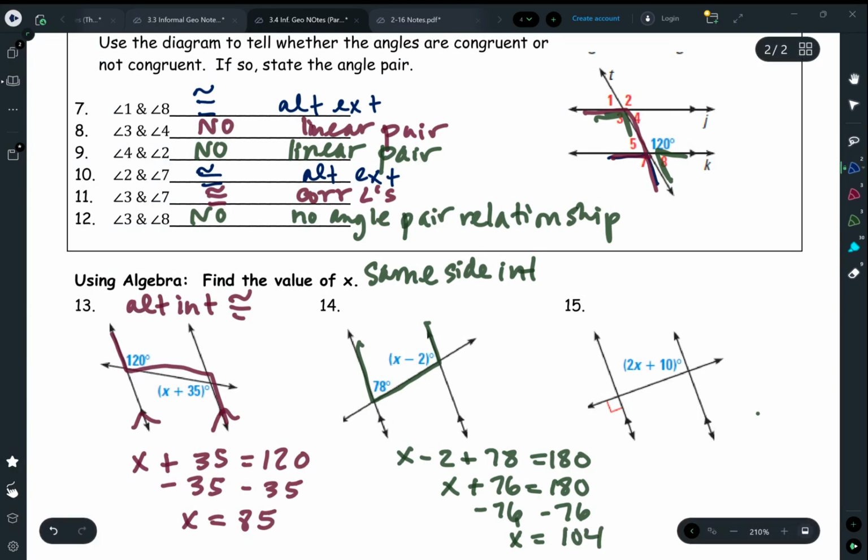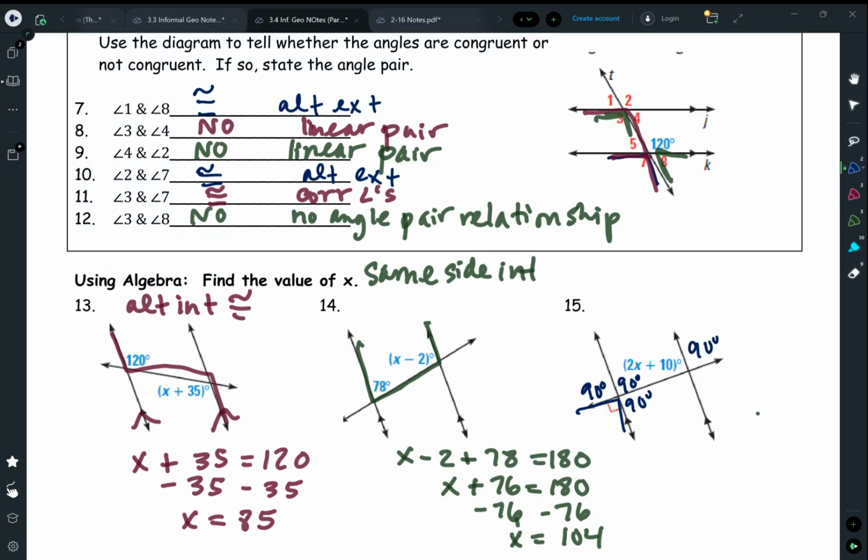So for our last problem, let's see, I have an angle here, and I've got parallel lines. So if this one's 90, then this one's 90, this one's 90, this one's 90, right? They all are going to have that 90-degree relationship going on. And so I could say that 2x plus 10 is equal to 90. And then we can solve. So subtract 10. 2x is equal to 80. Divide by 2. And x is equal to 40.